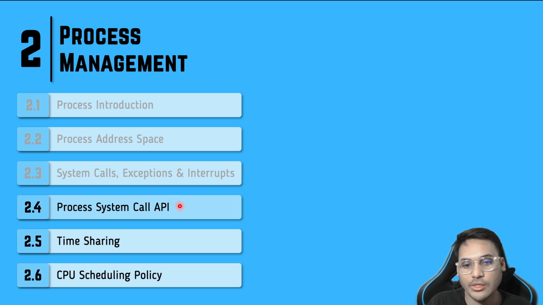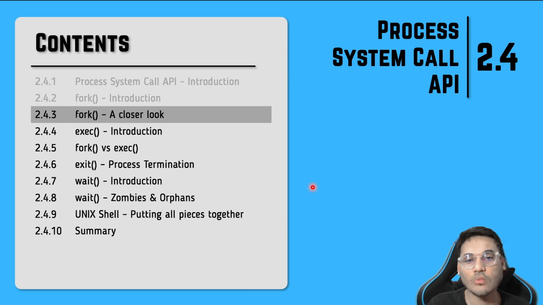call API. As you know, within this topic, we are covering the set of system calls which are related to process management, right? Within the Unix operating system, we are going over the system call API that Unix offers. And to be specific, we are looking at those system calls which allow us to perform operations on processes.